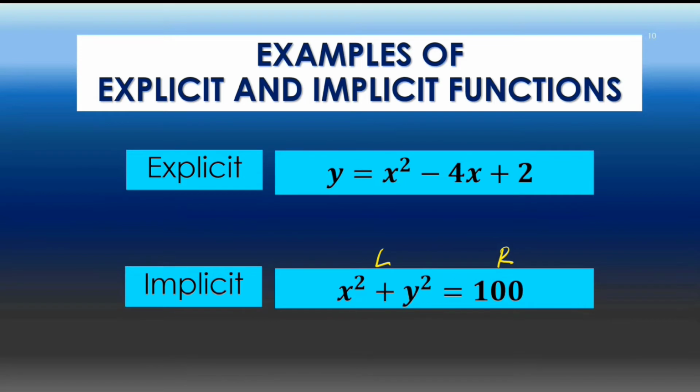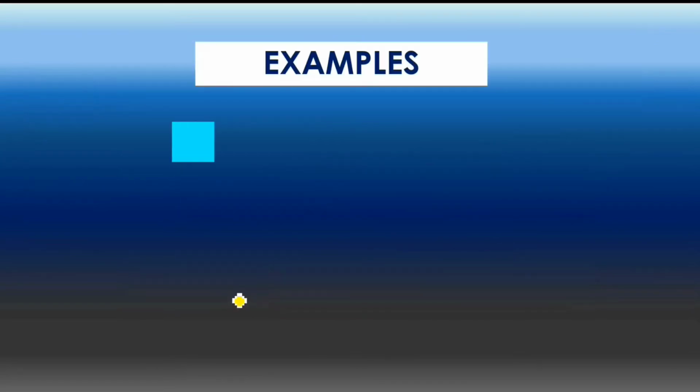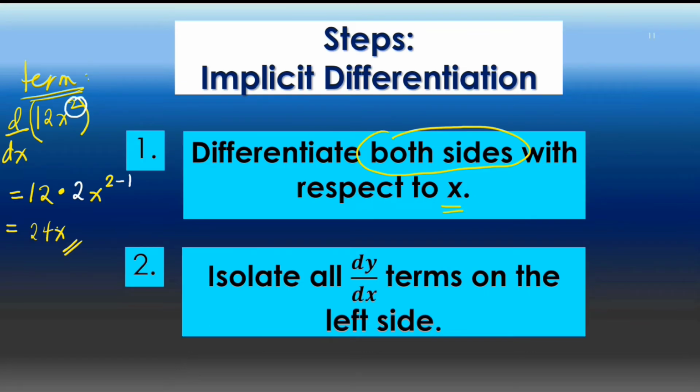So what are you going to do if you see a term with a y variable? Let's just say y cube, with a coefficient of say 4. This term 4y cube is in the implicit function which we need to differentiate. This is only an example.